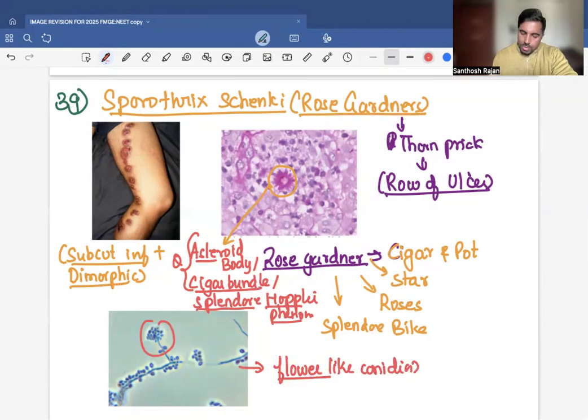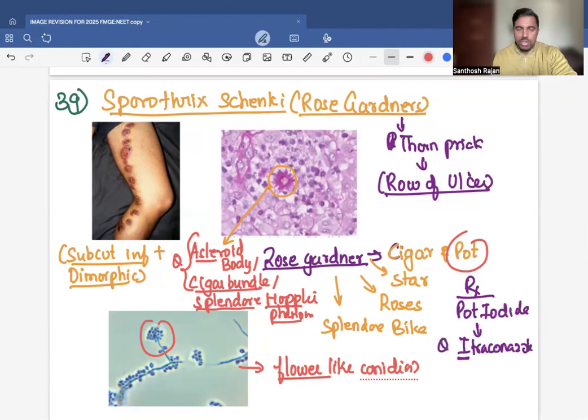Pot. Why did we say pot? Because the treatment for this, initially they used to say potassium iodide. Iodide was used. Now, what are they using? The best is itraconazole. Itraconazole is now the treatment of choice. That's all. First, Sporothrix schenckii. It's very, very easy. Nothing to worry, easily you can score.